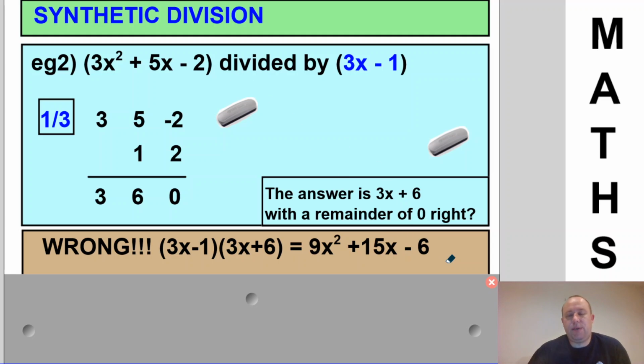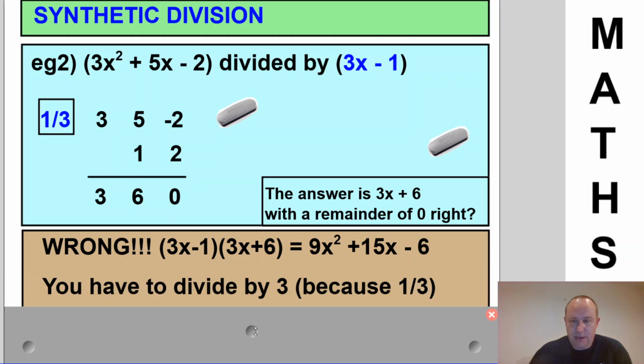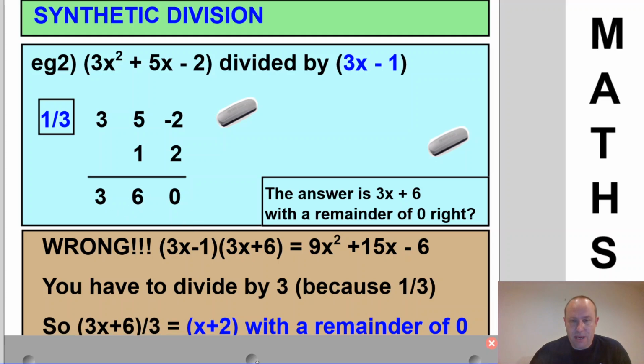So what we actually have to do on the end of these questions is, if it has a fraction like this, whatever is the denominator, you need to divide your answer by that. So take each of these terms and divide it by 3. So the answer is not 3x plus 6, it's actually just x plus 2. The remainder you do not need to divide by 3, although it wouldn't change the answer for this question. So it's only the quotient part of the answer that you need to change. And that's often a question that people will forget when they haven't done synthetic division for a long time.